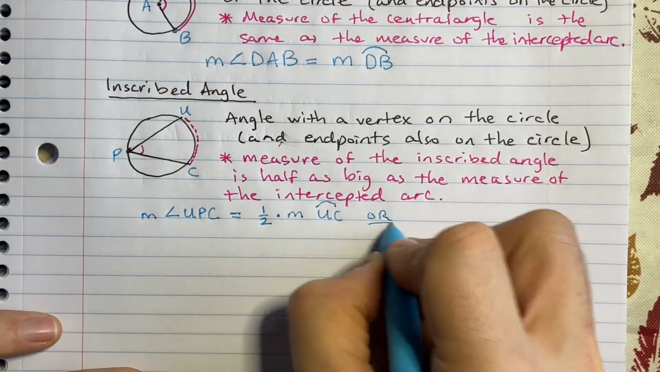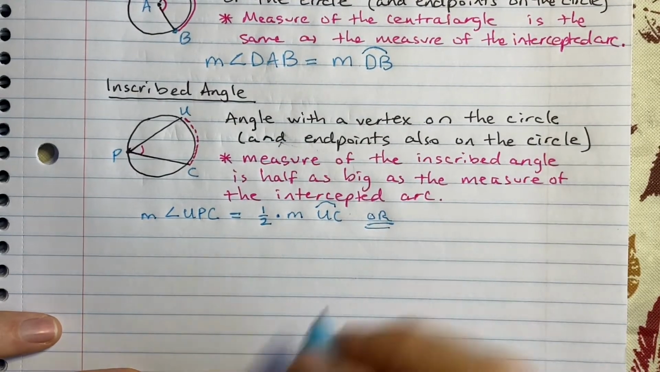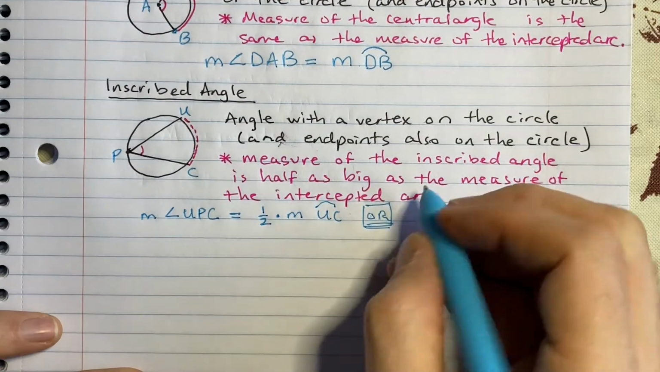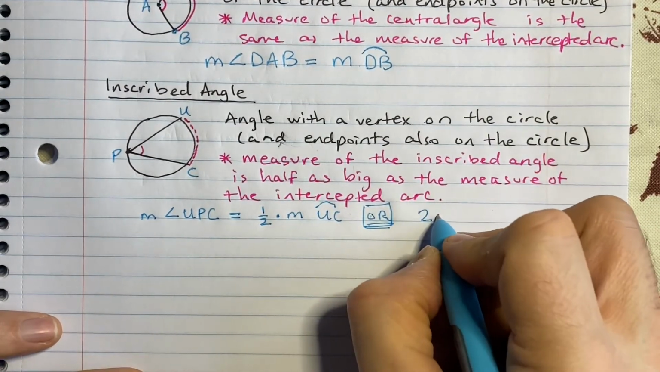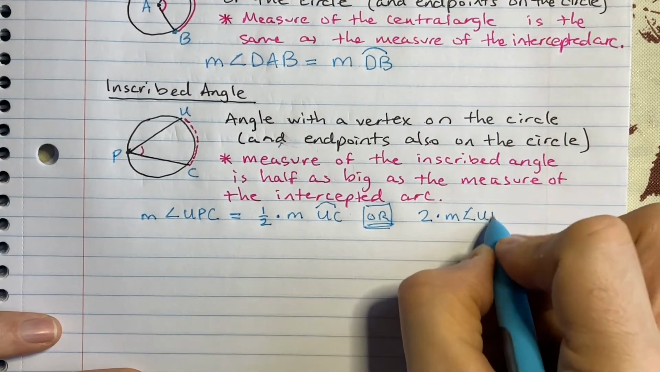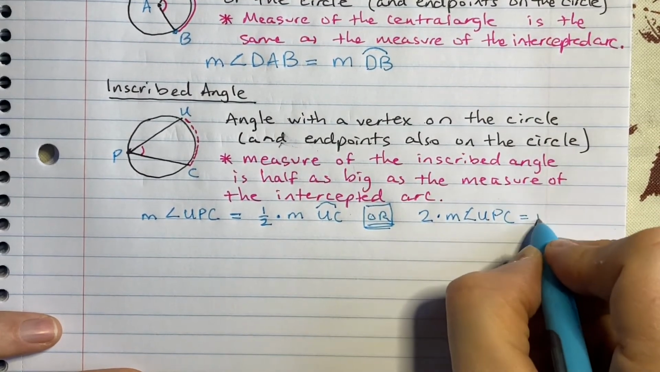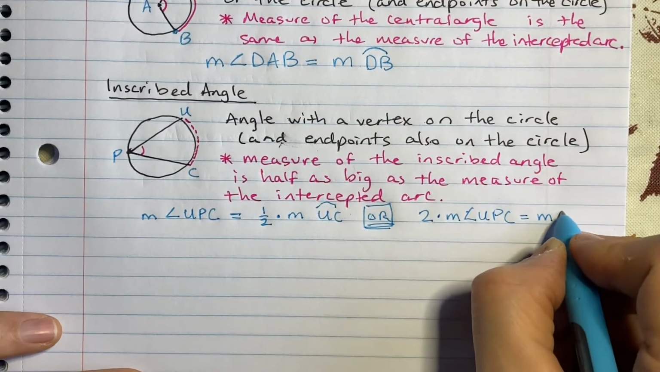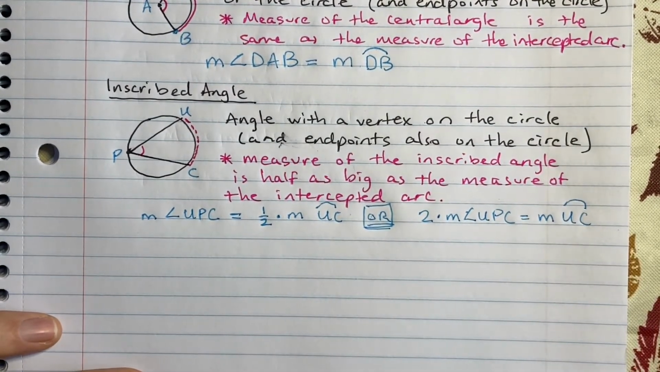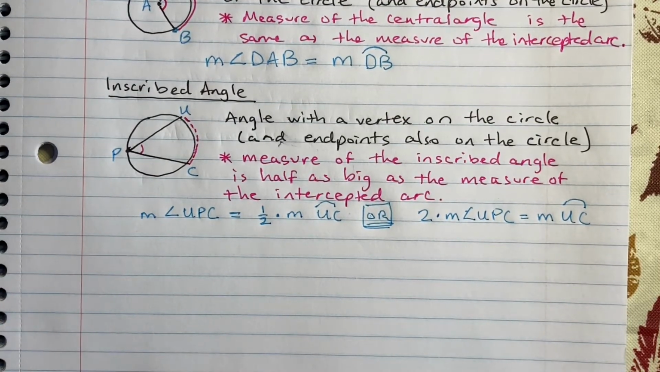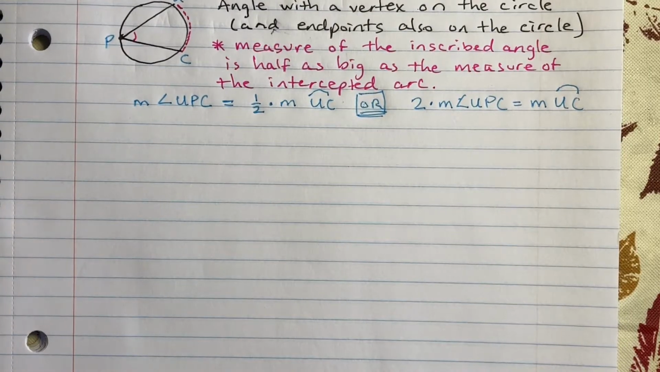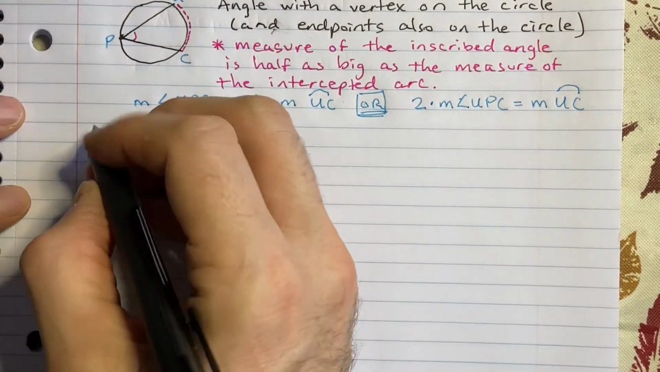Now we got a big OR here. Maybe I can put a box around that. You could also say 2 times the measure of angle UPC is equal to the measure of arc UC. So those 2 ideas are important. Now, lastly here, we're going to put in 3 important relationships here.